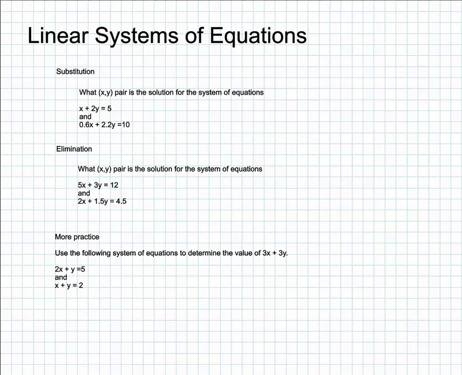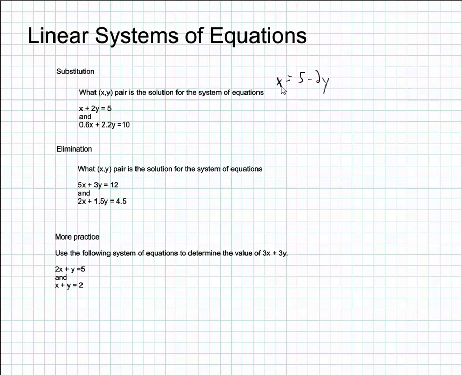Let's solve the first problem here. What xy pair is the solution for the system of equations x plus 2y equals 5 and 0.6x plus 2.2y equals 10? It may jump out at you that substitution is the easiest here, so that means we can rewrite this equation in terms of x. So to do that, we're going to subtract 2y from both sides of the first equation, and that will give us x is equal to 5 minus 2y.